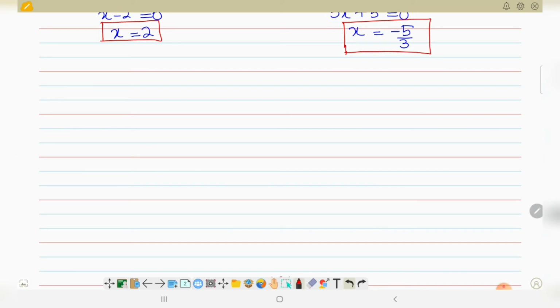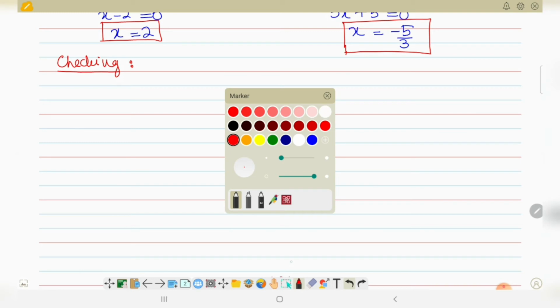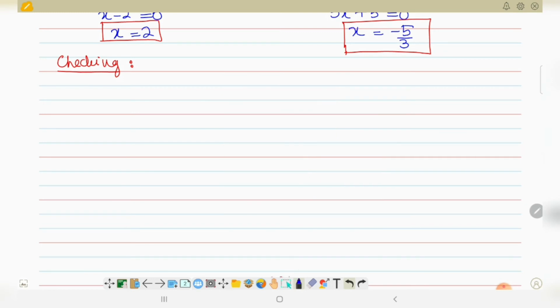Right, now let's do the checking process. One by one we'll insert this value of x into the given equation. Let's solve it first for the value of x equals to 2. I'm writing down the question again so that it will be easy for us to insert the values. So we have x plus 7, plus x plus 2, and here we have 6x plus 13.